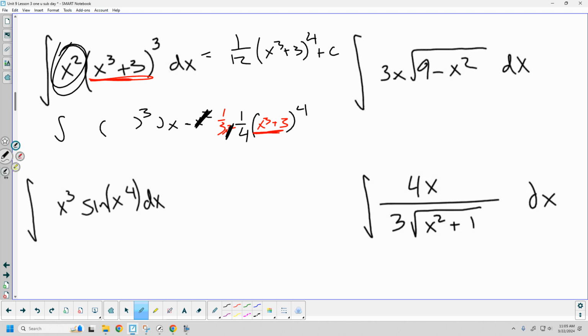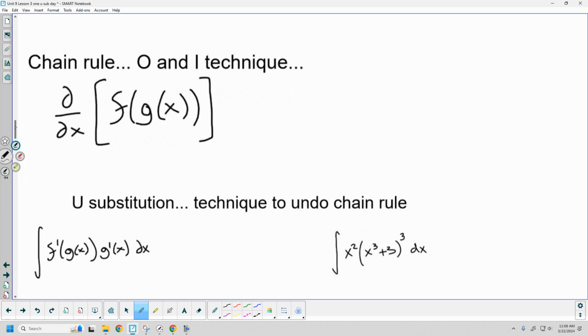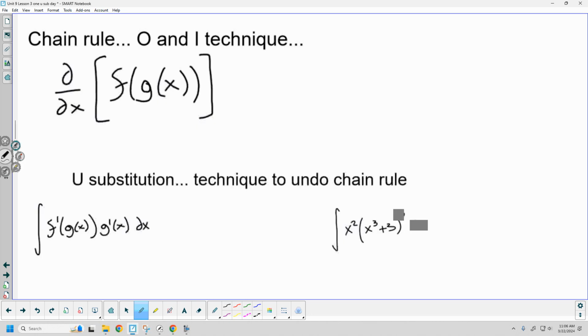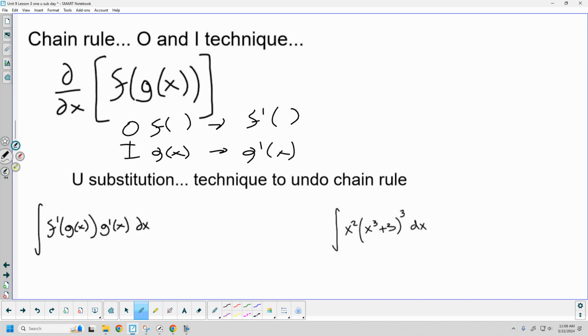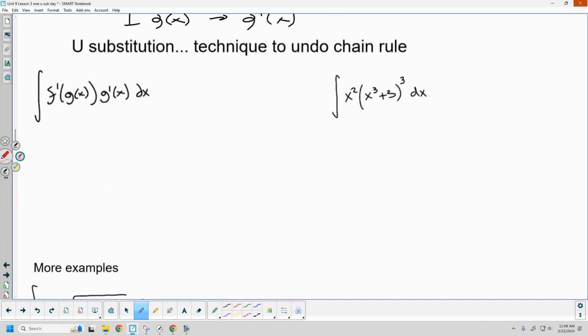But if you did not understand that, and if you liked the O's and the I's, remembering this technique that helped us to find the derivative, techniques sometimes help. We are going to learn a new technique to go backwards. This technique uses a letter that's not O and I. This technique is called U substitution.